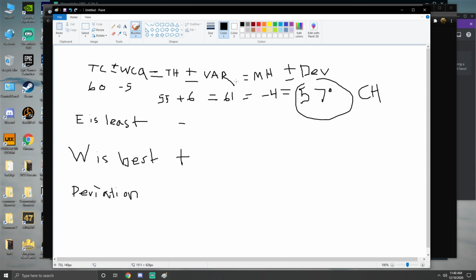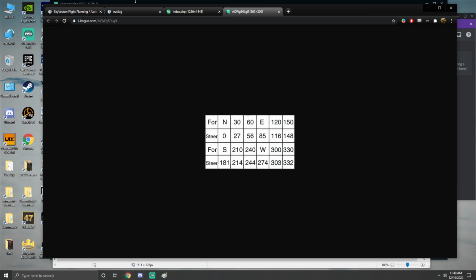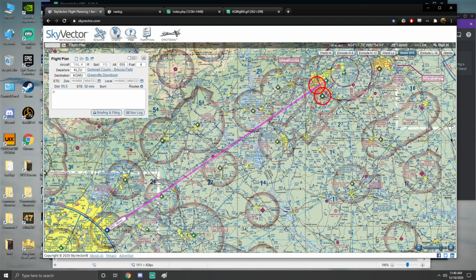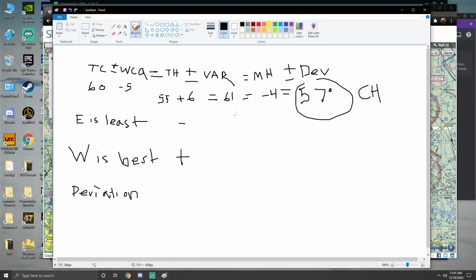Plus or minus variation, which is variation being the angular difference between true north and magnetic north, which again we can find by looking at the lines, the isogonic lines, these segmented magenta lines. West is best, so add our difference there. So 6 degrees plus 6 degrees for us. If it was east, east is least, we would subtract. So going back to our plan, 6 degrees here is going to give you your magnetic heading, which was 61 degrees.